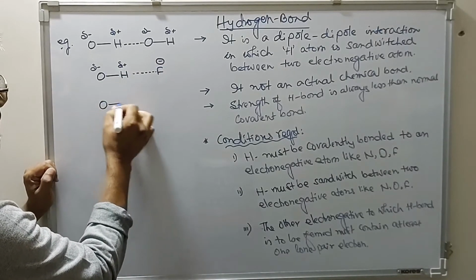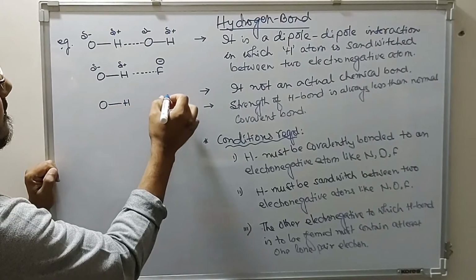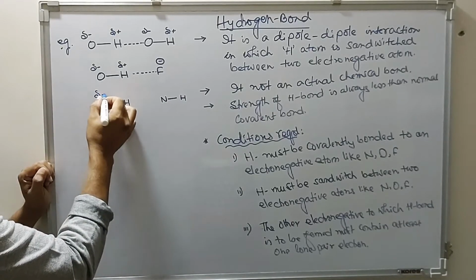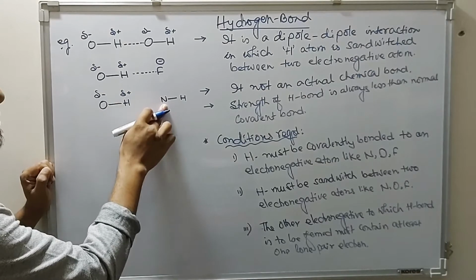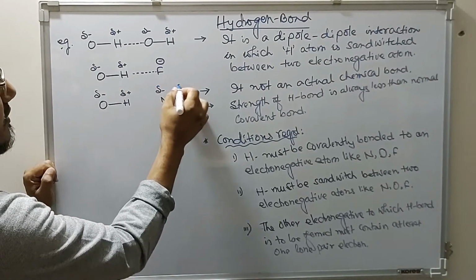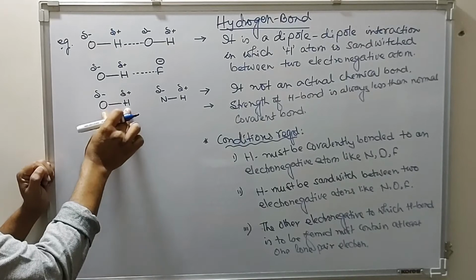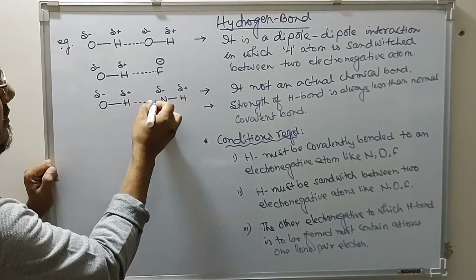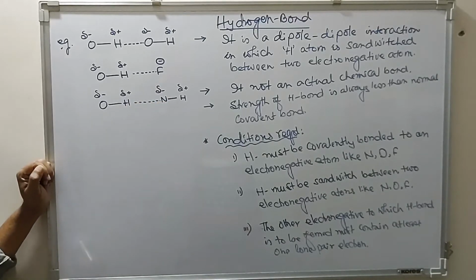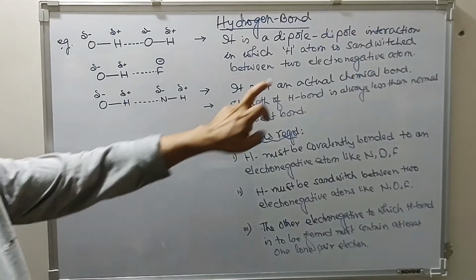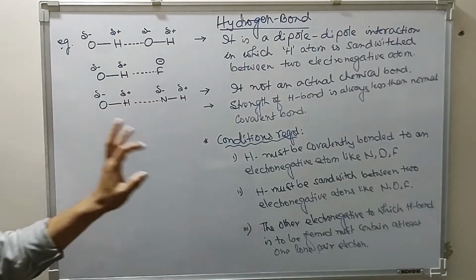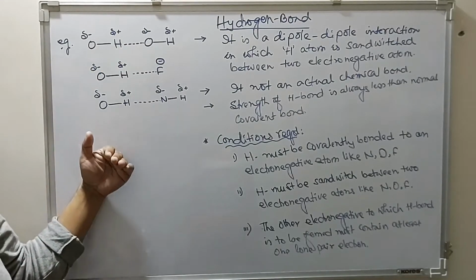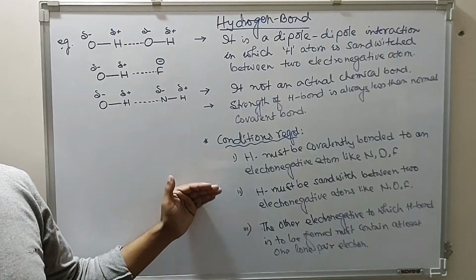Similarly, take this NH, with the same polarization here. Nitrogen being more electronegative, we can have this polarization. So hydrogen sandwiched between two electronegative atoms forms hydrogen bond. That means this is a dipole-dipole interaction, not an actual chemical bond that is being formed. So this is what we call hydrogen bond, and these three conditions must be satisfied.